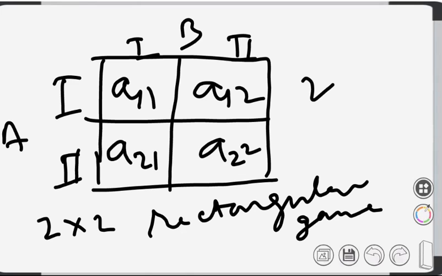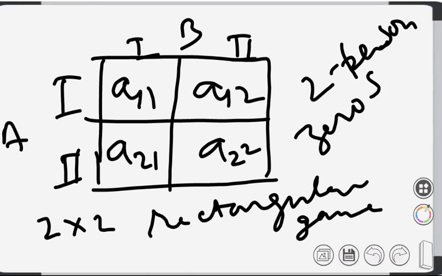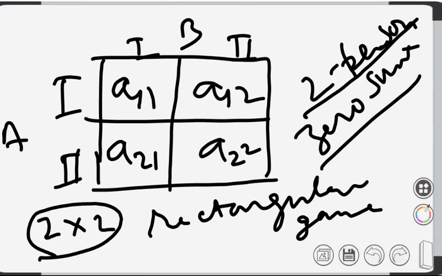Last day I think we have defined what a two-person zero sum game is. I'm writing: a 2 cross 2 two-person zero sum game. It's 2 cross 2 because there are two persons A and B, A has two strategies, and B has two strategies.